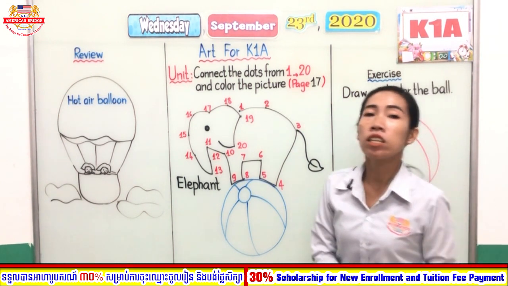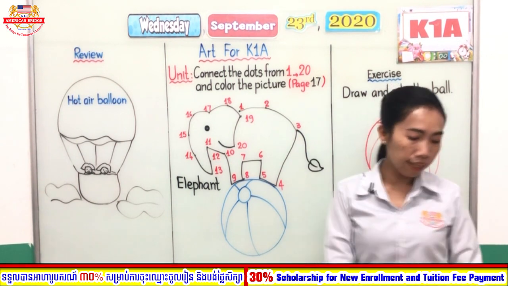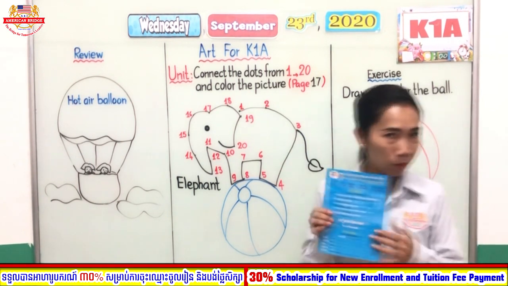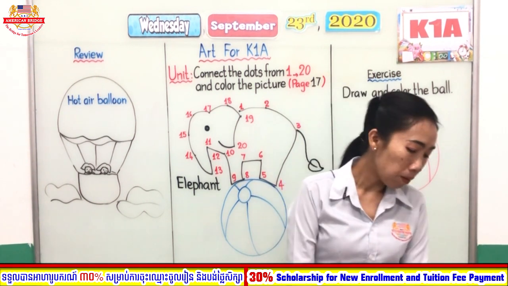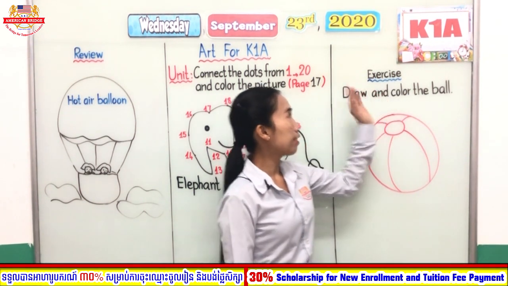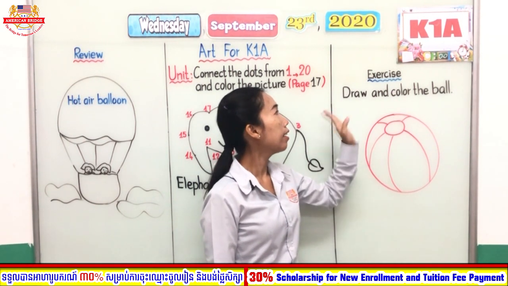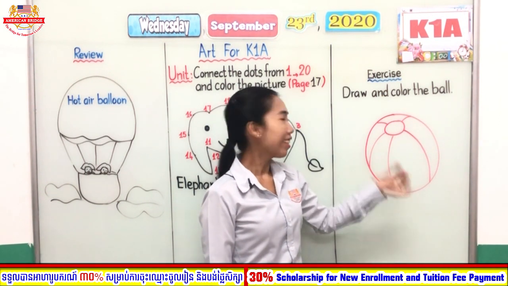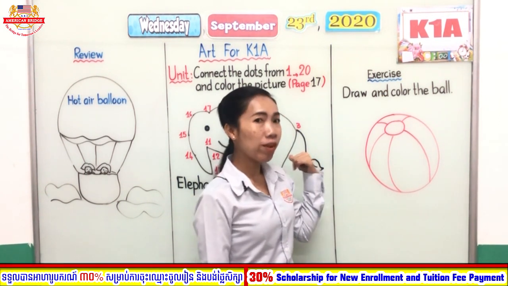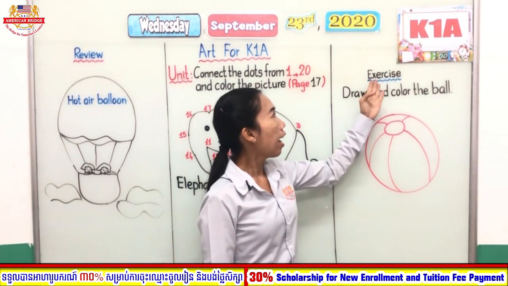Okay, everyone, did you finish page 17? Please take out your notebook and pencil. Now, please copy this exercise. I want all the students to do the exercise. Draw and color the ball. You see the ball that the elephant stands on at the moment. Now please read the picture.